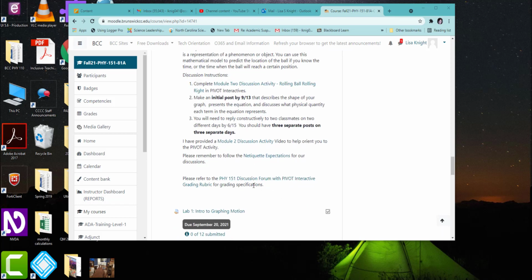I have included a discussion forum rubric for you to view, just like I did for the last discussion forum, but this one takes into account you completing the Pivot Interactive by the due date for the initial post. So please make sure you refer to it before completing this assignment.